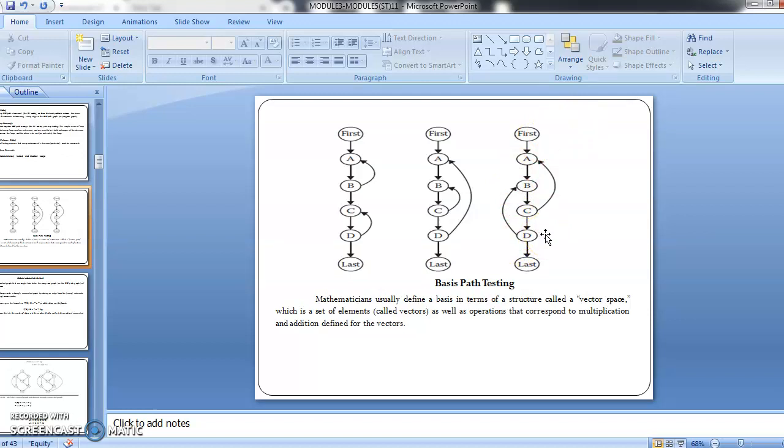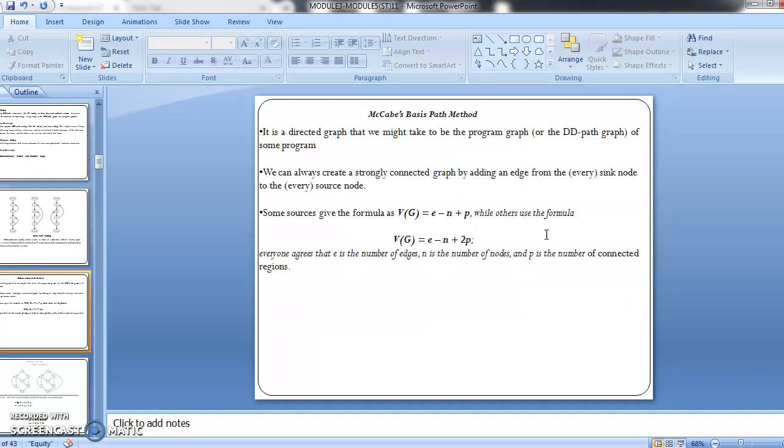Next, what is basis path testing? Mathematically, we usually define a basis in terms of a structure called a vector space, which is a set of elements as well as operations that correspond to multiplication and addition defined for the vectors. Basis path testing was mainly proposed by McCabe. His name is McCabe, and basis path testing is always given by the formula V(G) = E - N + 2P.